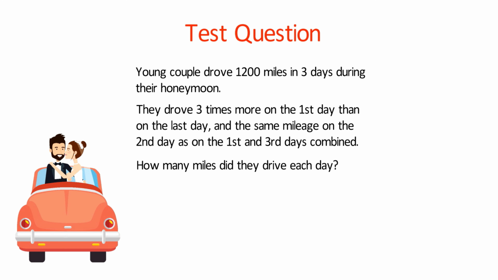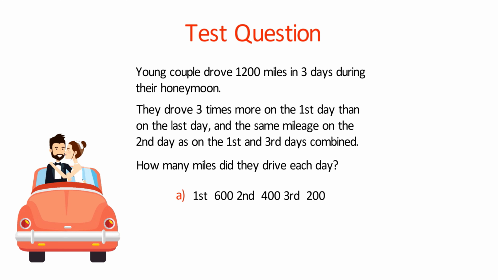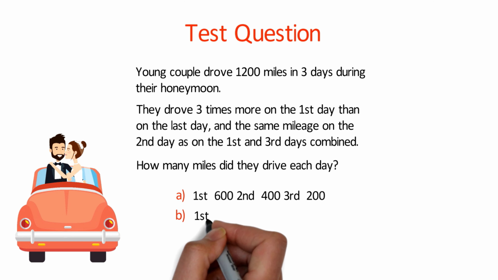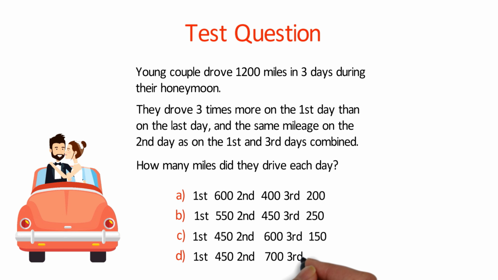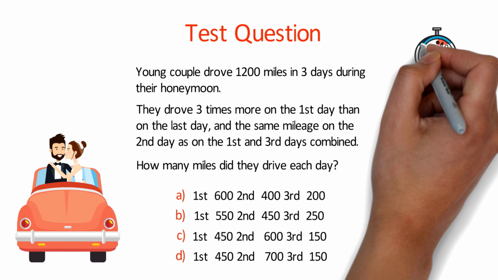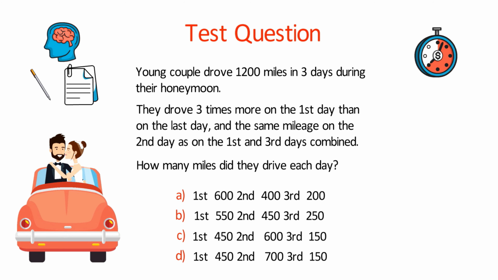You have 4 different choices. For the first, second, and third day, you have choices of A, 600, 400, and 200. Choice B, 550, 450, and 250. For choice C, you have 450, 600, and 150. And for choice D, you have 450, 700, and 150. Can you calculate the answer? Give yourself 10 to 15 seconds. You can use a piece of paper or you can do mental math. Now let's continue to see how we can get to the correct solution together.